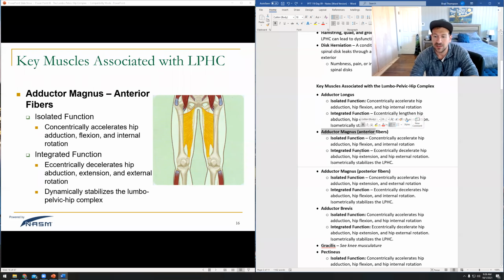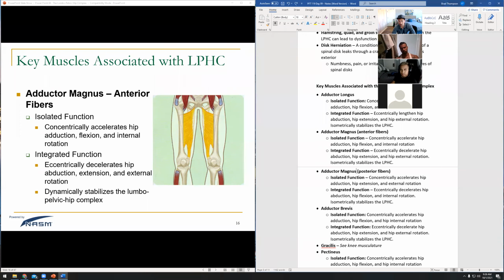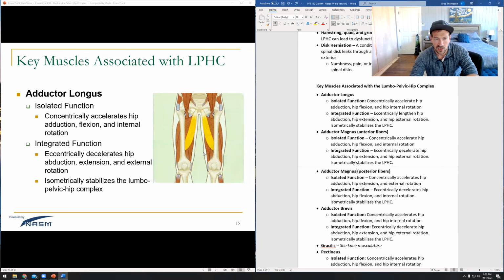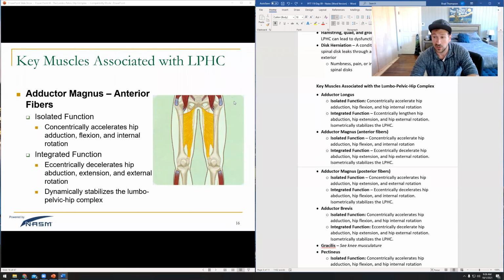Again, just like the bicep, is it one muscle or two muscles? I like to think of it as two muscles. I think that's way easier to memorize and understand. But theoretically, it's a muscle that branches out in two different fibers. The anterior fibers grab in the front. They go from the back of the pelvis, wrap around, and grab on the front there.